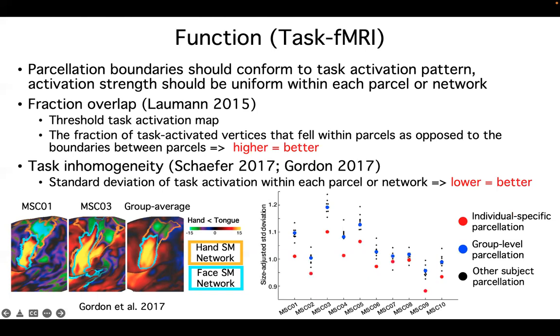This plot shows the task inhomogeneity of individual specific network level parcellation from the 10 MSC subjects. The red dot represents the task inhomogeneity of individual specific parcellation. The blue dot represents the task inhomogeneity of group level parcellation. The black dot represents other subjects' parcellation. We can see that the individual specific parcellation achieves the lowest task inhomogeneity.